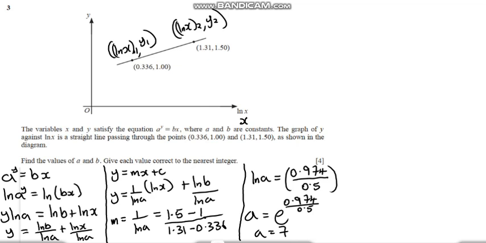To find the value of b, we simply consider one of the points, and we put everything into this equation. Remember, since we know what a is, then we can also find ln a. So we put everything into this equation, using just one of the points. The point we are going to consider is, let's use the second point, point 2.